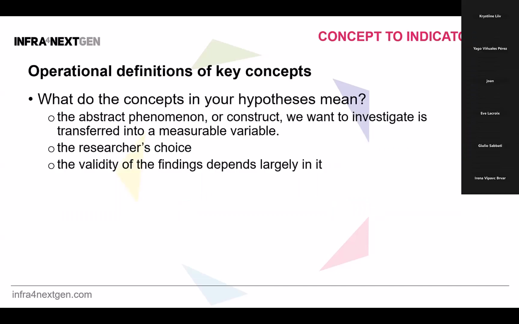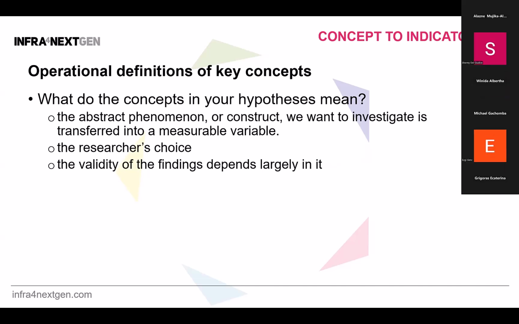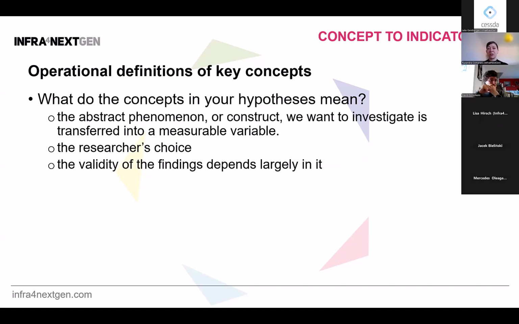So it's very important to define the key concepts, to give them operational definitions. So what do the concepts in our hypothesis actually mean? A concept, as I said, is an abstract phenomenon. It's a construct that we want to investigate, and it needs to be transferred into a measurable variable.